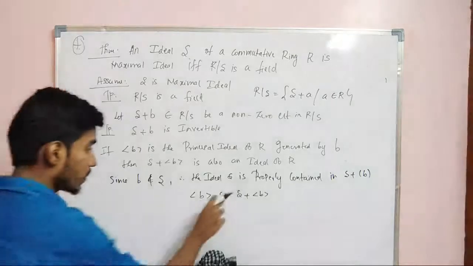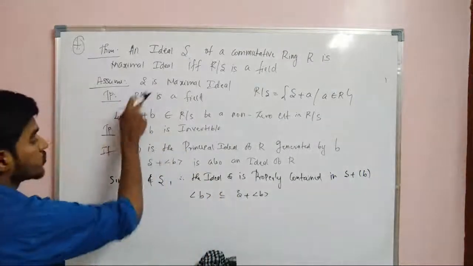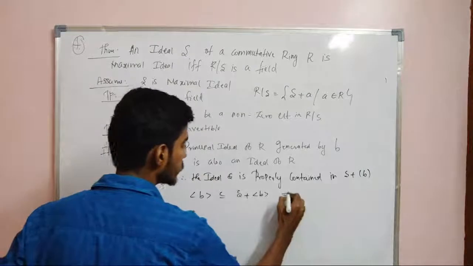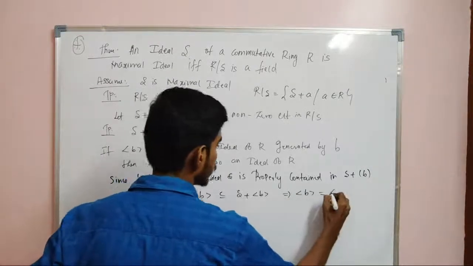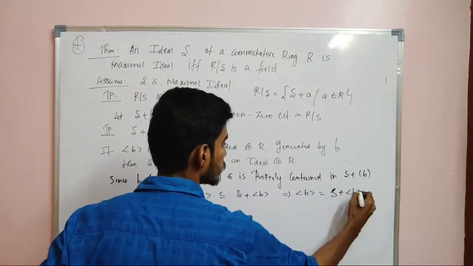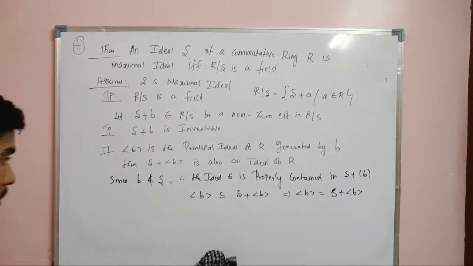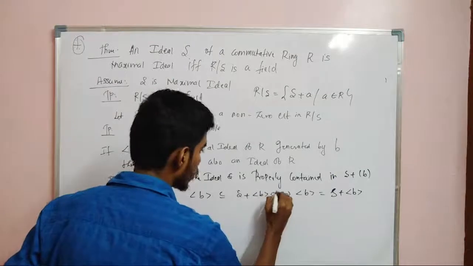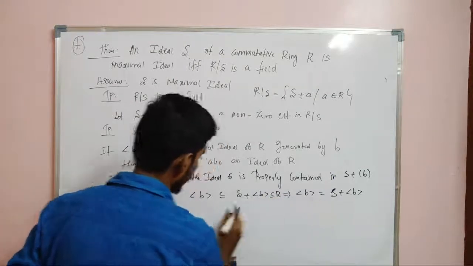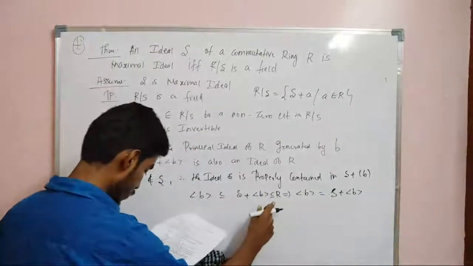But we have assumed that it is a maximal ideal. So if this is contained in this, then this has to be equal. And this is contained in R. So therefore, either this has to be equal or this has to be equal.